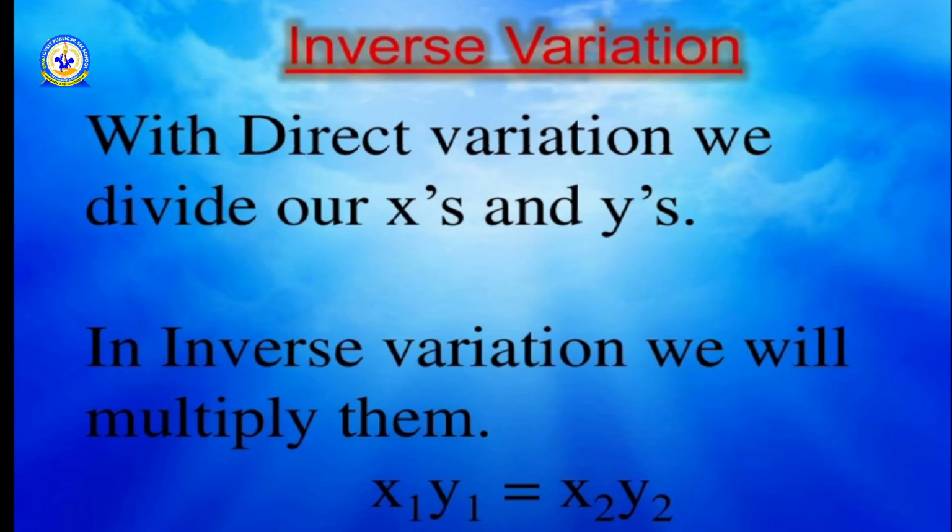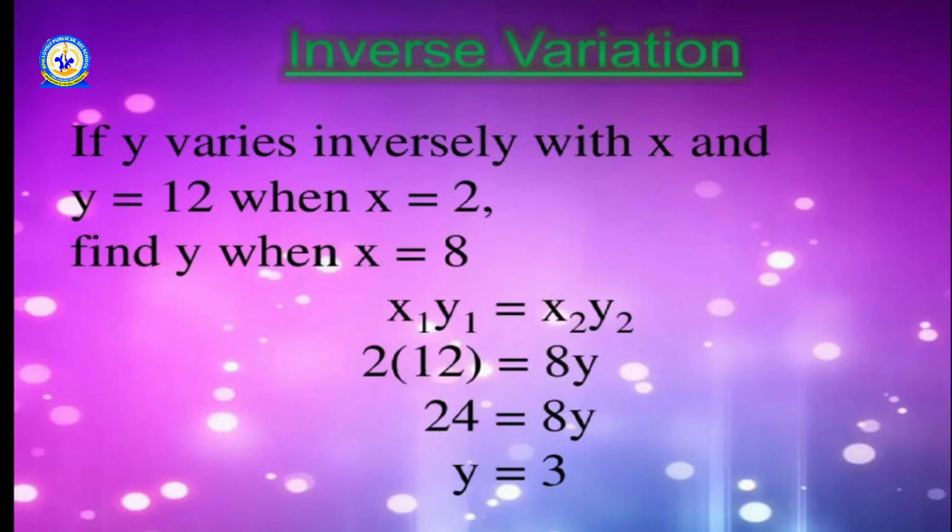Inverse variation. With direct variations, we divide our x and y's. In inverse variation, we will multiply them. x1 into y1 is equal to x2 into y2.